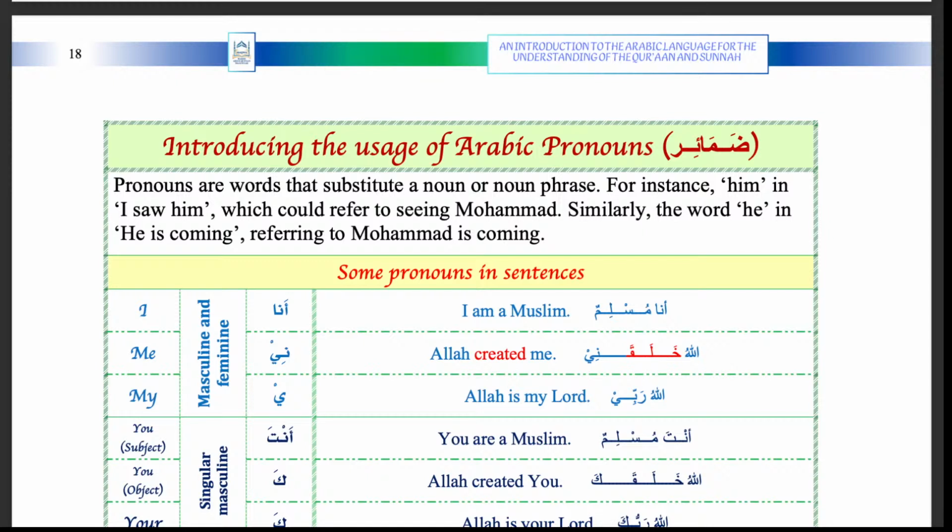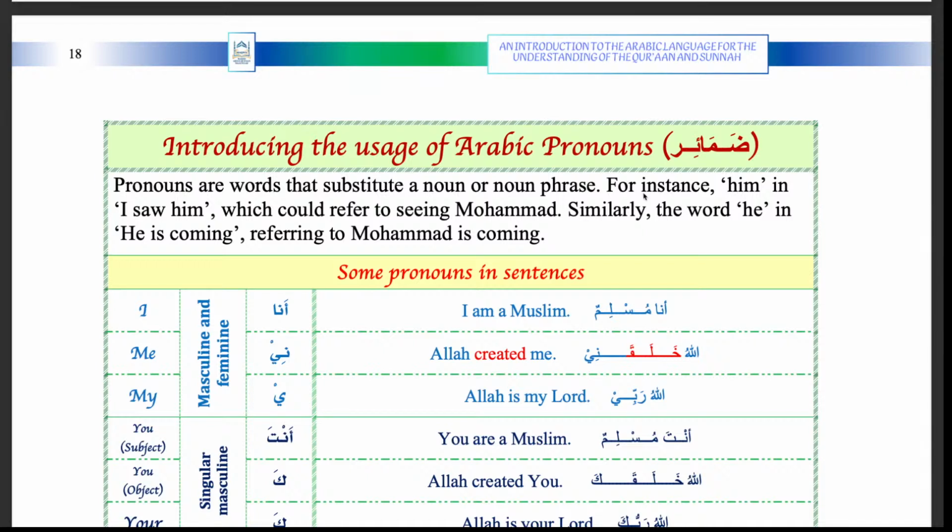So today's lesson, inshallah ta'ala, will be introducing the usage of pronouns. Now, pronouns, they are words that substitute a noun or a noun phrase. Right? That's pronoun in English. Right? And in Arabic.